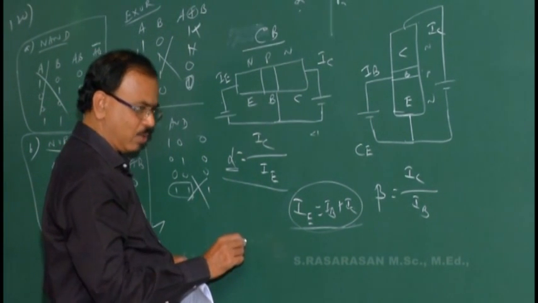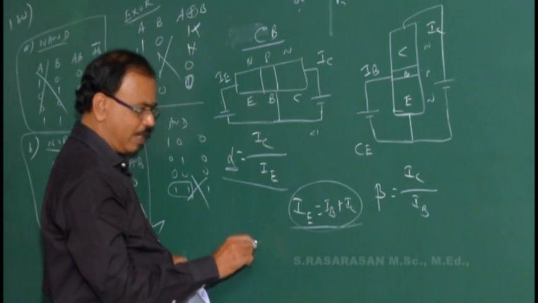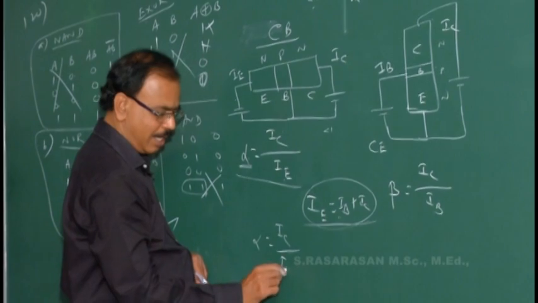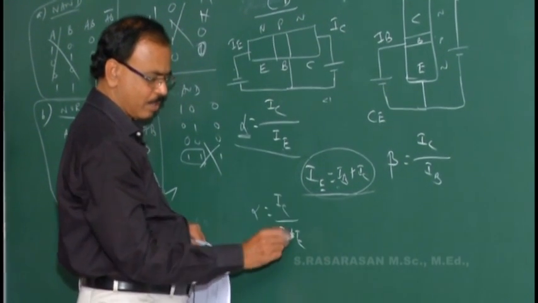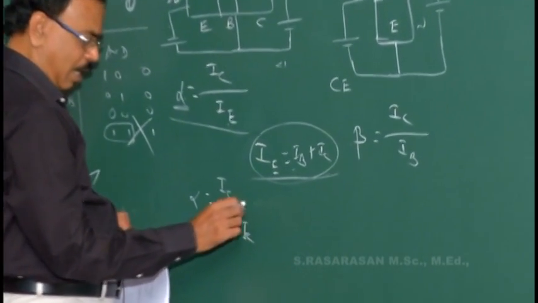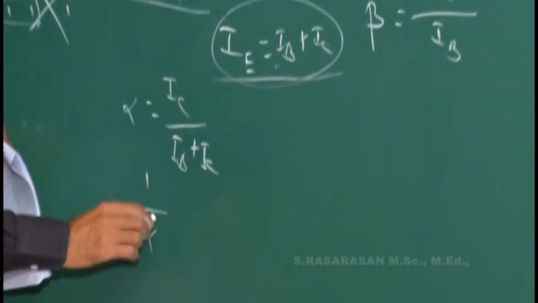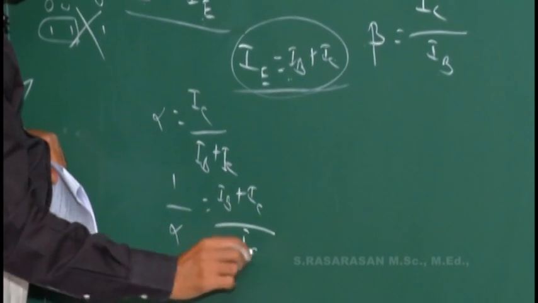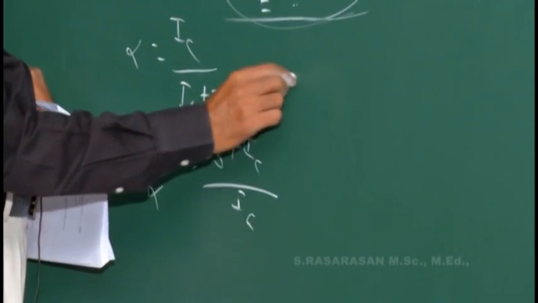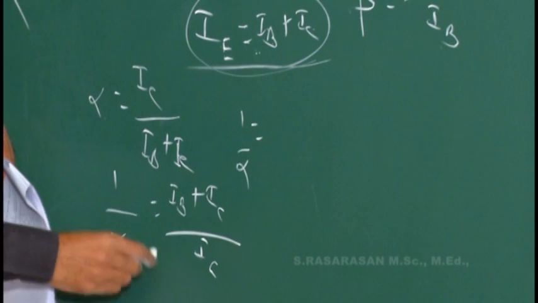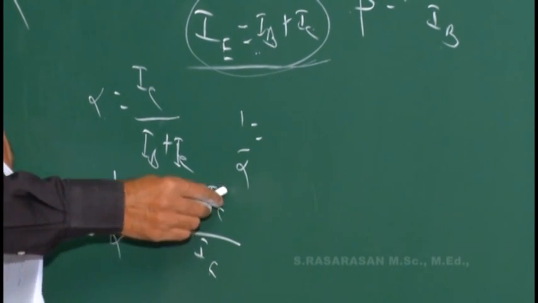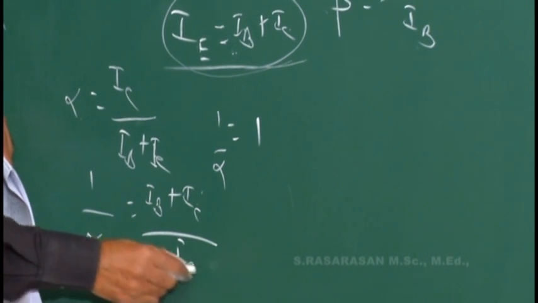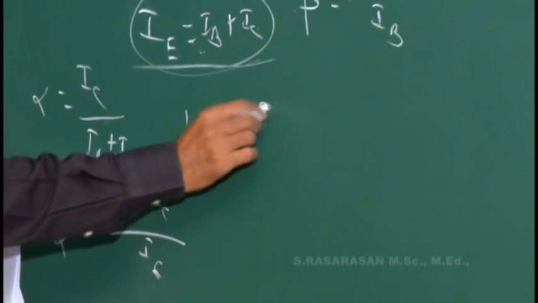So alpha is equal to, let us start solving. Alpha is equal to IC by IE. Instead of IE, put Kirchhoff's law, IB plus IC. And now let us invert. 1 by alpha is equal to IB plus IC by IC. So it is equal to IB by IC plus IC by IC. What is IC by IC? 1. IC by IC is 1. What is the rest? IB by IC.